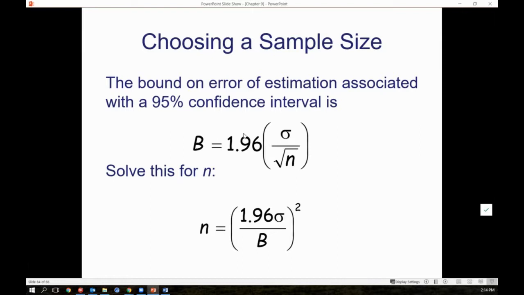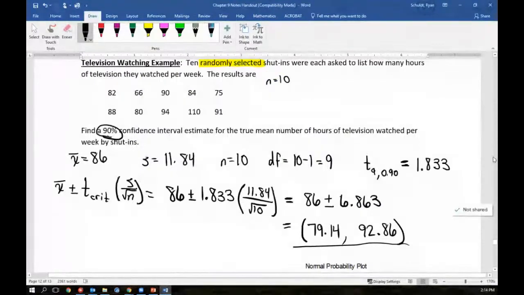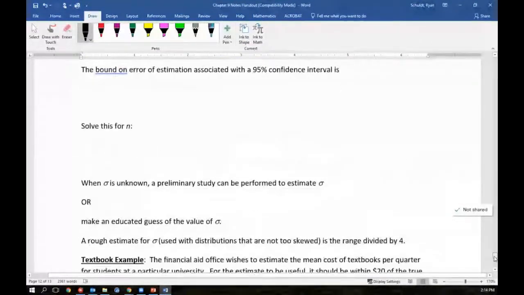Now, this is for one specific case, a 95% confidence interval. How could I make this generic? Where should the z crit go? That's right. So let's make sure we add that to the notes. I'm going to write both formulas, so if you didn't get them down, that's okay.